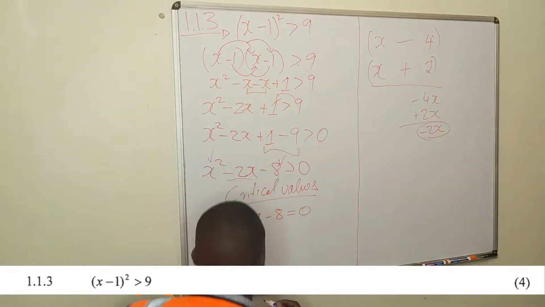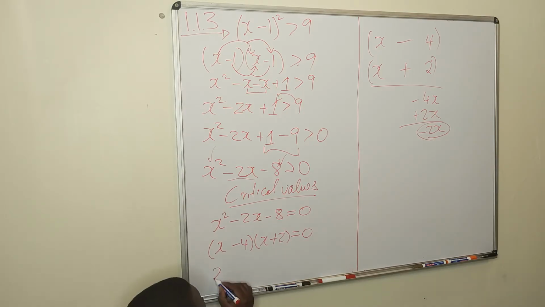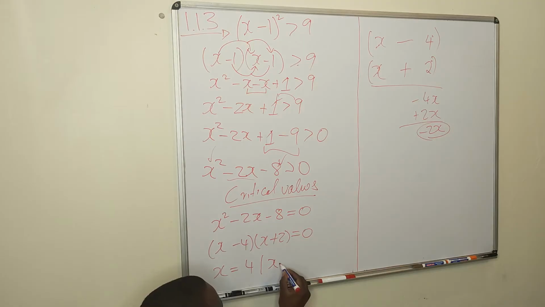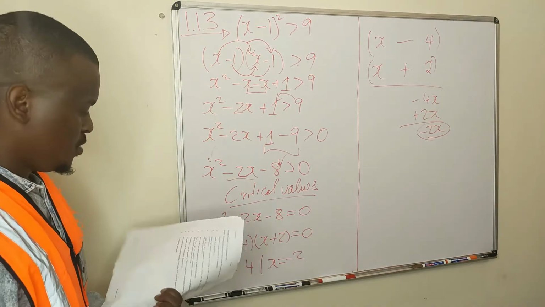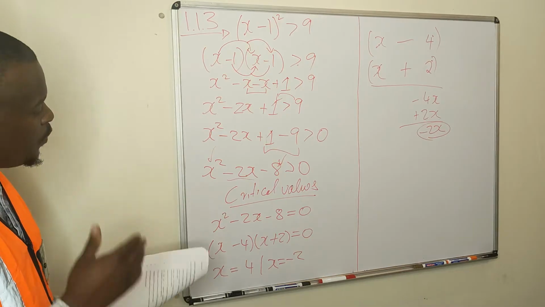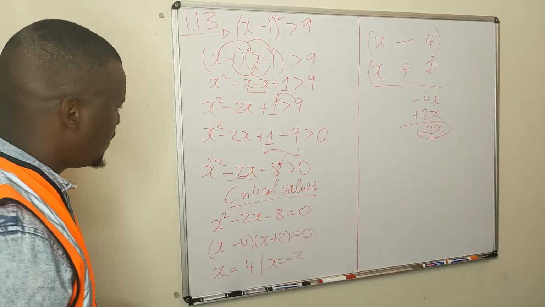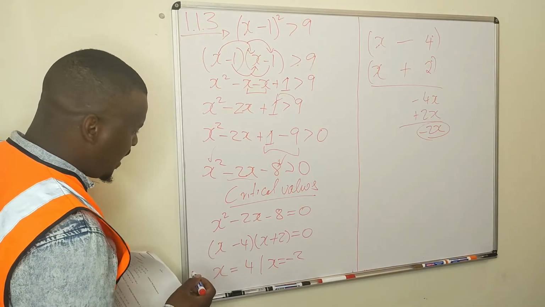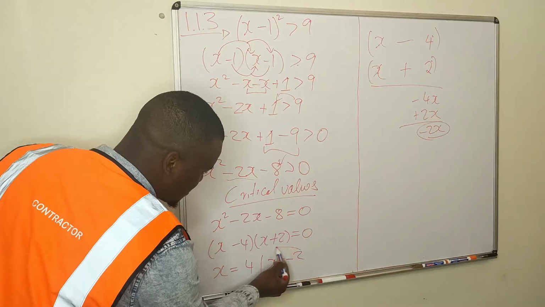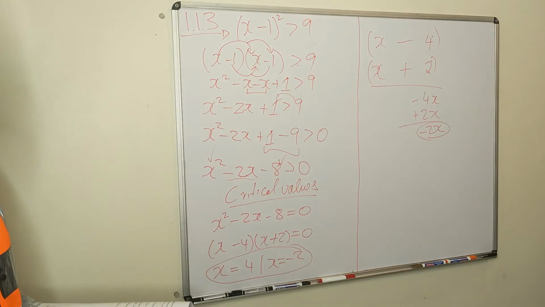So your factors are x minus 4 and x plus 2 equal to 0, which gives x is equal to 4 or x is equal to minus 2. So these are your critical values. What do you do when you are here? What I always do is plot these x-intercepts. I always plot them.